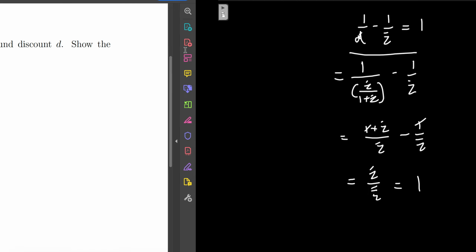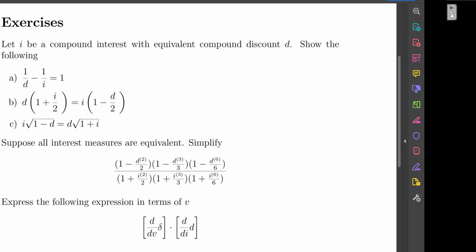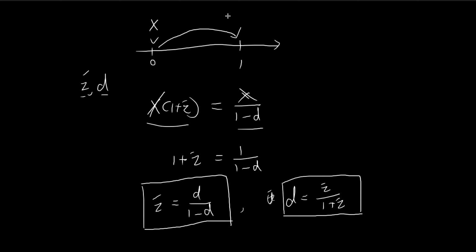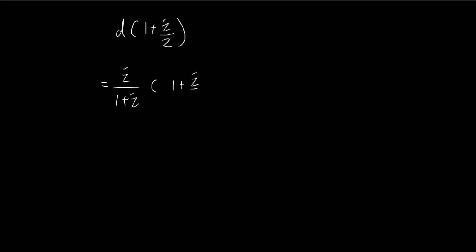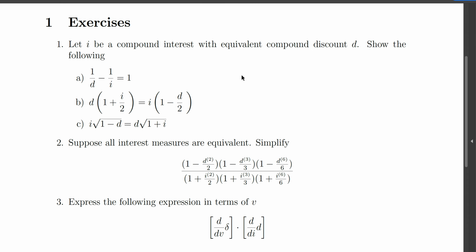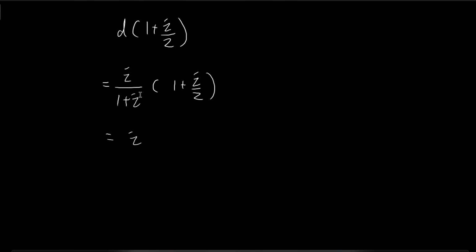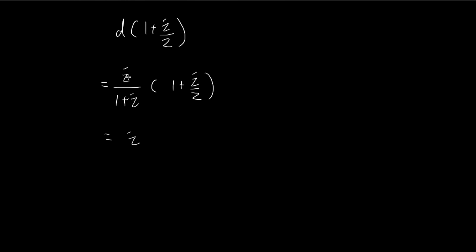So part A was simple enough. Let's move on to part B. For part B, we have D times (1 over I divided by 2). So let's try to get rid of the D. We apply, once again, the same conversion formulas. And looking back at the question, you see we have an I outside, right? So let's try to move the I, the 1 over 1 plus I, inside of the bracket. So we get something like this.